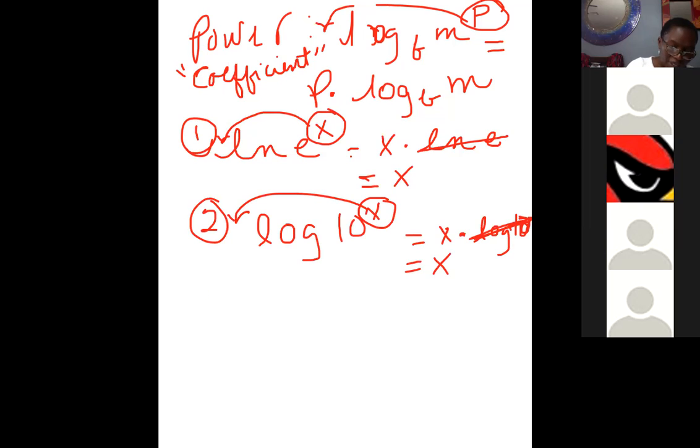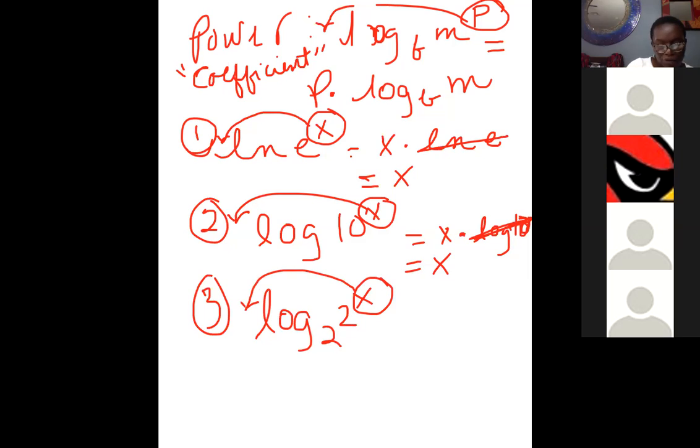One more. Log base 2 of 2 to the x power. Now this x power here becomes the coefficient of the log. So you can rewrite this as x times log base 2 of 2. So log base 2 of 2 simplifies to 1 because 2 to the what power gives you 2? 1. So this simplifies to x. So that's how the power property works, guys.